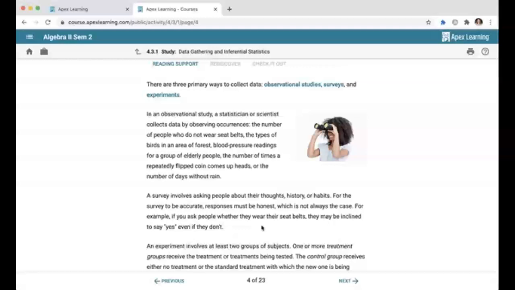Or if it's something that is technically against the law, like wearing your seatbelt, it's part of the law. But on a survey, they might get different data than if they looked at it as an observational study, okay?